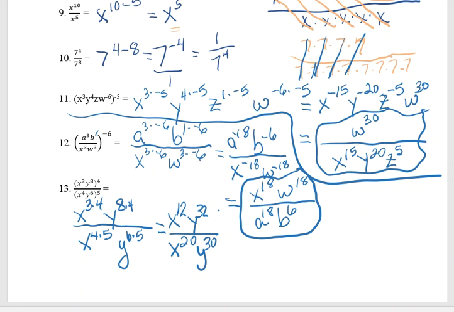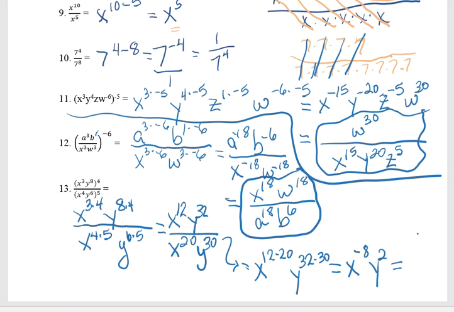Now the difference between 13 and 12 also is that in 12 the variables were different on top and bottom. Here they're the same. Since I'm dividing and I have the same bases, I actually need to subtract my exponents. So I'm going to do top minus the bottom. So I get 12 minus 20, and for y, I get 32 minus 30. 12 minus 20 is negative 8. 32 minus 30 is 2.